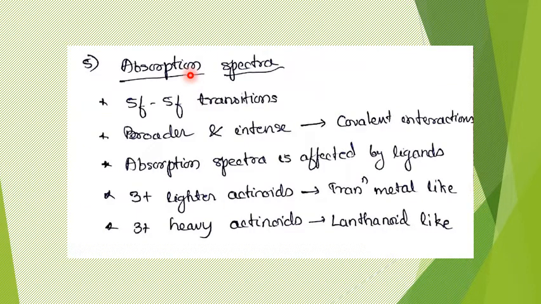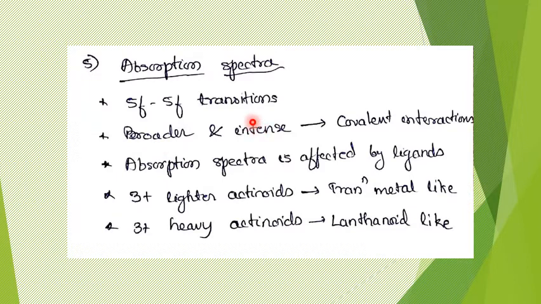Fine, next absorption spectra. Here also f-f transitions are possible, mainly because electrons move from 5f to 5f, right? And transitions as compared to those of 4f: 4f had sharp transitions, and the intensity of transitions used to be usually very low in the 4f series. But here it is reverse: broader transitions. Though it is not as broad as in the case of d block, you can expect broader compared to 4f. Definitely these are broader and intense transitions.